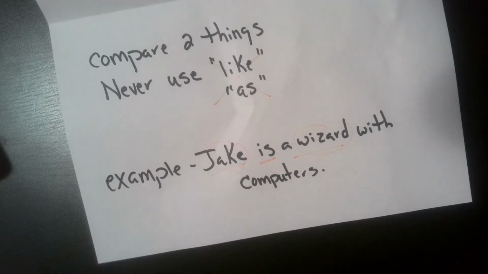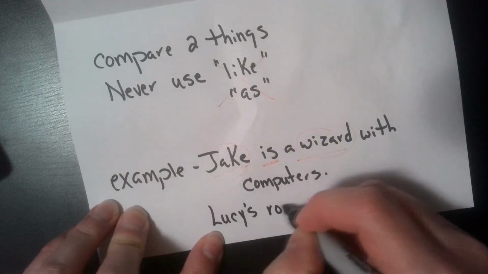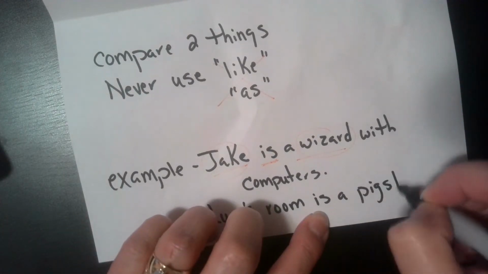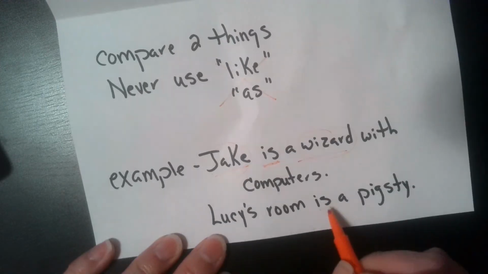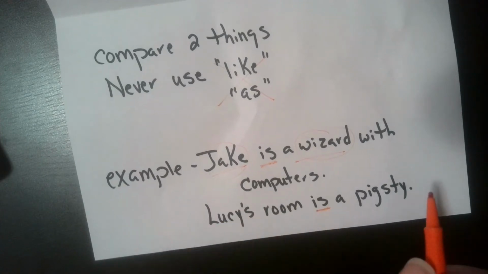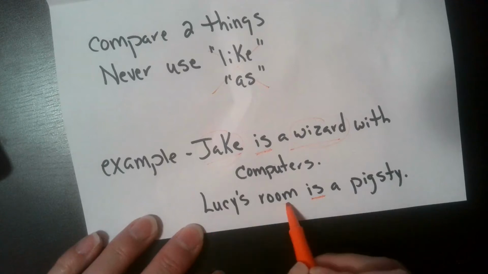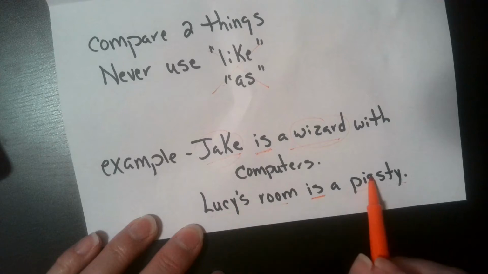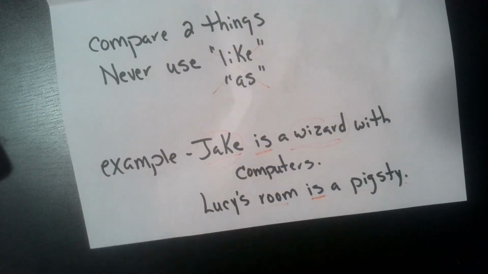Let's do one more. Lucy's room is a pigsty. Your room is not a pigsty, is it? Oh, no. Here's is, and a lot of metaphors have the word is, but not always. But in this metaphor, they're comparing Lucy's room to a pigsty. So these are the two things that are being compared. But there's no like and there's no as. Okay?